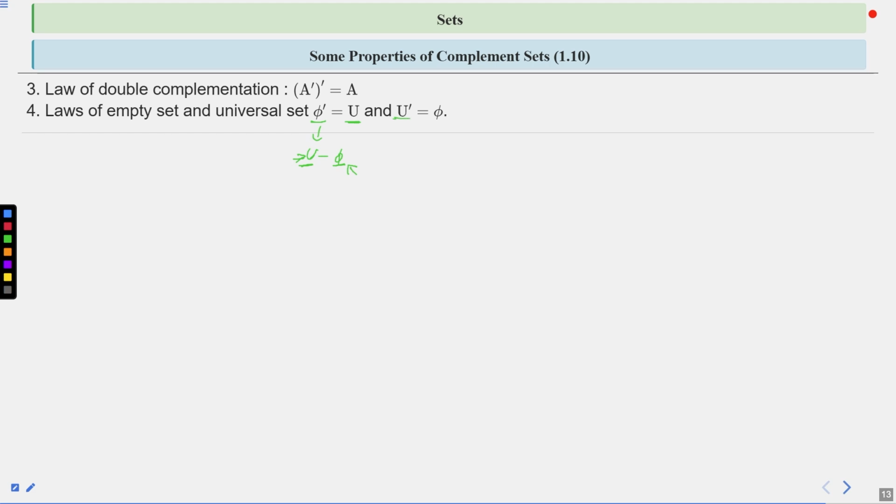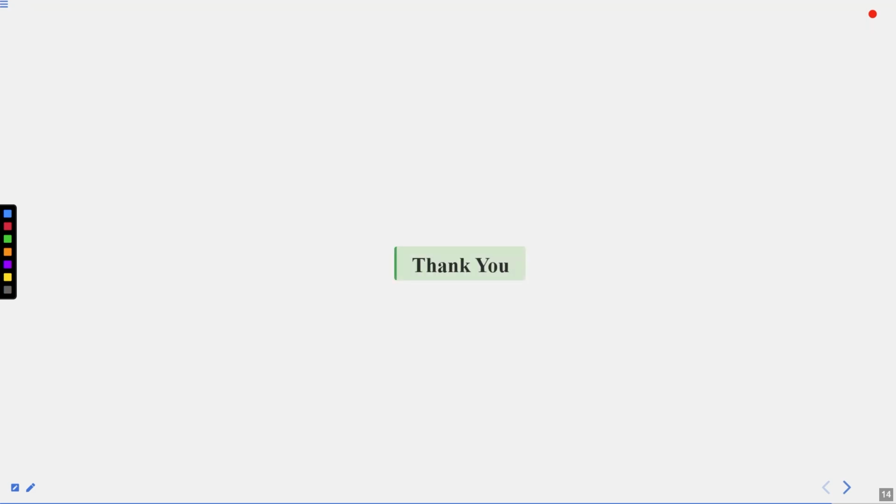Clear? Now U complement is very simple, U minus U. You know, U minus U means the empty set. You will be getting the empty set by definition. Clear? I hope this is straightforward using the definition. So for this theory part, this is it.